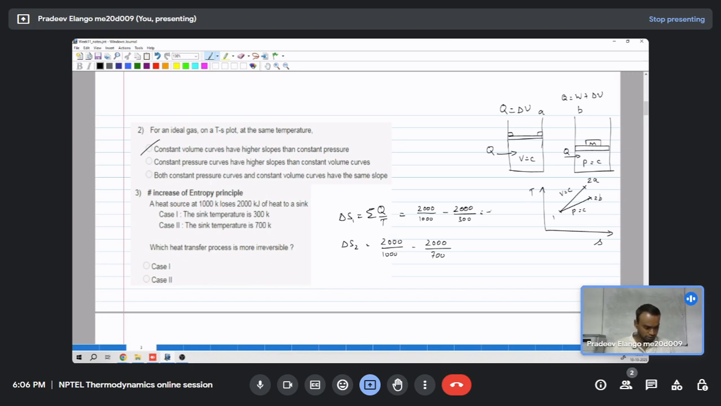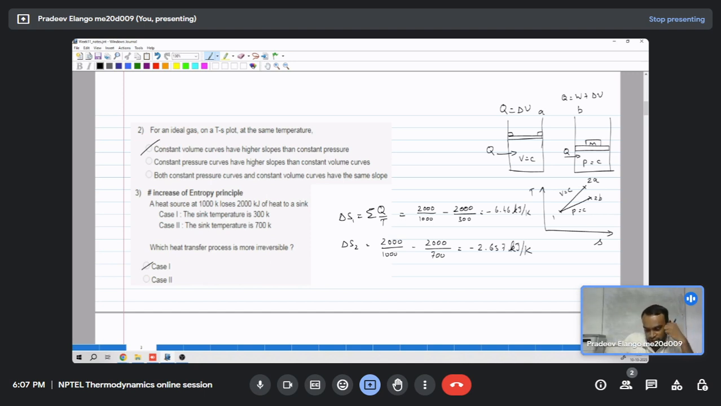So this is minus 6.46 kilojoule per Kelvin. It's directly per Kelvin, not per kilogram Kelvin. And here we have minus 2.657 kilojoule per Kelvin. So now we can see the entropy generation for the second case is less than the first case, so that means the first case is more irreversible.